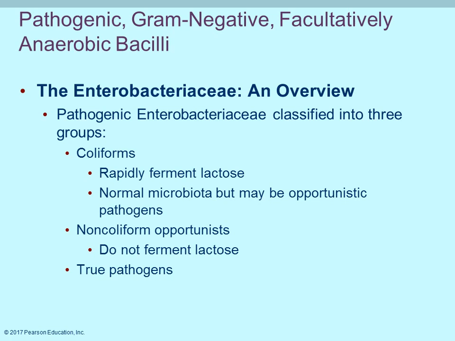So if we start by looking at the Enterobacteriaceae family, it's divided into 3 different groups. You have your coliforms. These can very rapidly ferment lactose. Most of these are going to be part of your normal intestinal microbiota, meaning the normal microorganisms that are living there in a healthy individual, but you put them in a different location and they can cause disease, so they're opportunistic. The second group are your non-coliform opportunistics, so these do not ferment lactose. And then your true pathogens are the third category.